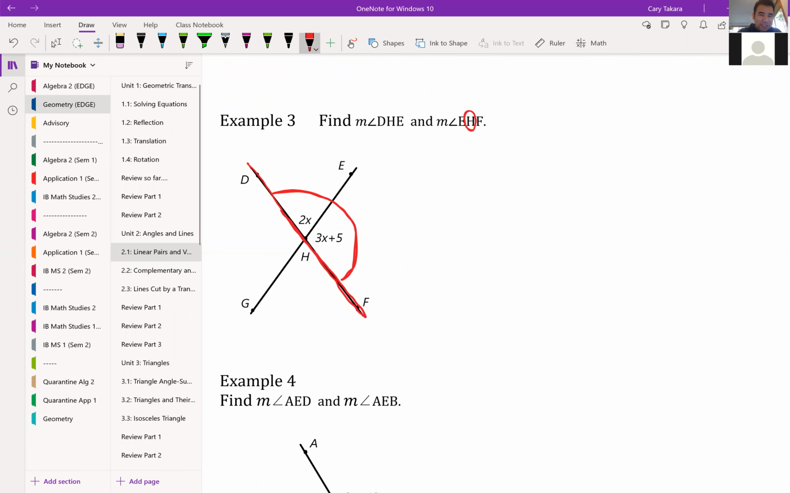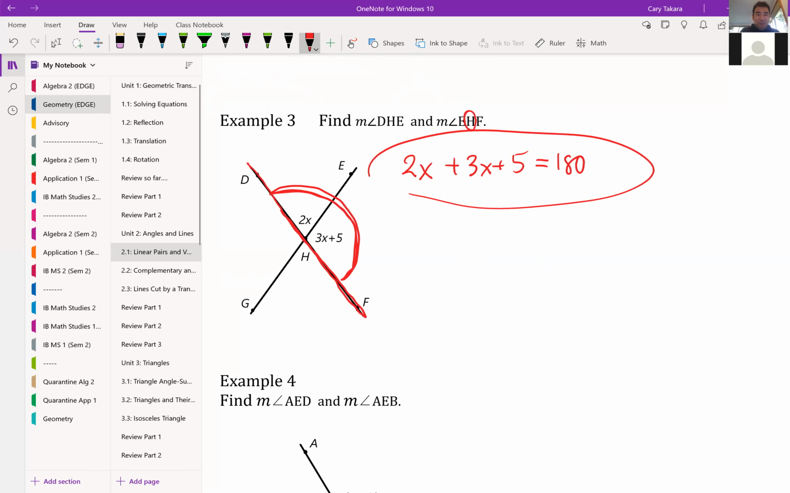So the equation is this: 2x plus 3x plus 5. If you add all of them up, that's going to be equal to what? It will be equal to 180 degrees. What do you guys think? Does this equation make sense to you? This 2x and 3x plus 5, if you add them all up, they are equal to 180 degrees.